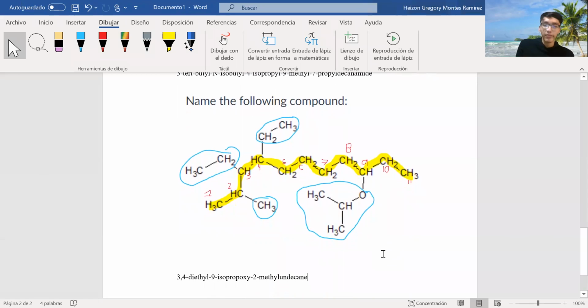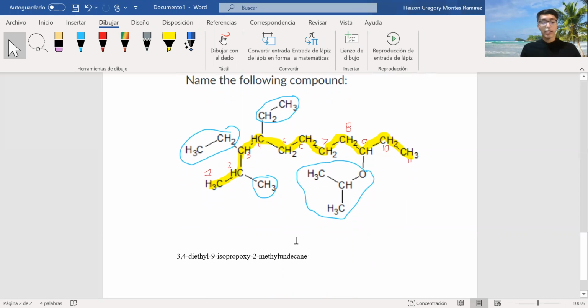Finally, the last one, we identify that it has an ether. So then we identify the main chain that connects to the ether. So we count, the ether counts as a normal branch. So we start counting from the side which has the nearest branch. In this case it is the left side. So we identify the other branches and finally we name them in alphabetical order.